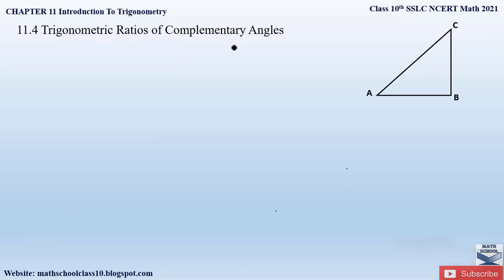For that, let us consider a right angle triangle ABC which is right angled at B. So angle B is 90 degree. So here angle A and angle C are the acute angles and angle B is a 90 degree angle. Let us assume it to be angle A itself. Let us find out the value of angle C in this triangle ABC.